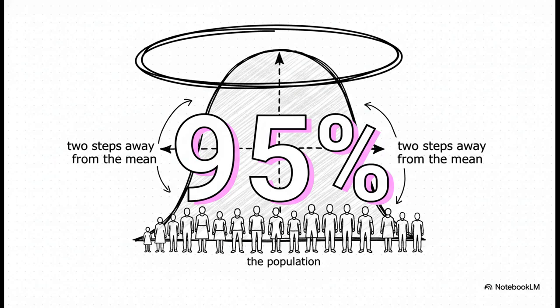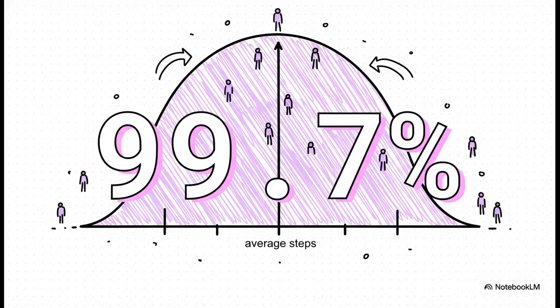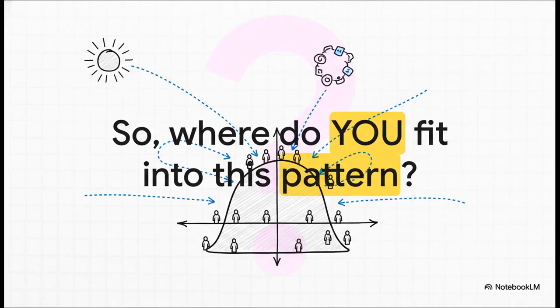See how predictable this is starting to get? And finally, if we go out 3 of those average steps from the mean, we've now accounted for 99.7% of the population. That's pretty much everyone. This rule just shows us that even in a massive population, there's this elegant, predictable order to how things are distributed. It's amazing. And this brings us all the way back to the beginning.